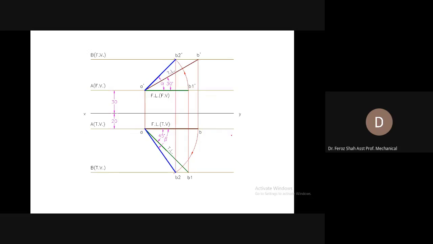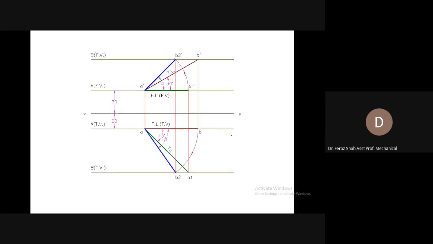So you can do it like this as well. Line AB has its end A 30 millimeter above the HP and 20 millimeter in front of the VP. Now, this was the case when we were given the actual length of the line and the inclinations theta and phi with the horizontal plane and with the vertical plane respectively, and we were asked to draw the final projections, the front view and the top view.